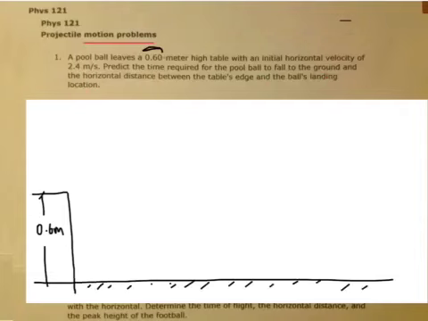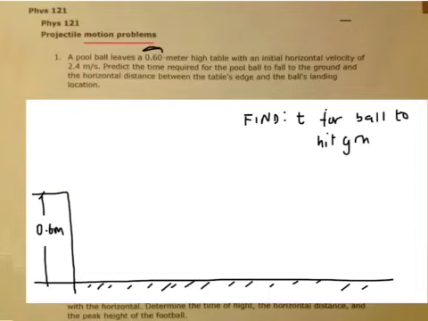And we've got on this table a pool ball that is leaving the edge of the table somehow, and it gives an initial horizontal velocity and it gives the value. Now it's asking you to find a couple of things. One is the time required for the pool ball to fall to the ground. So what we're trying to find is the t for the ball to hit the ground. And then what else? We are also looking for the horizontal distance between the table's edge and the ball's landing.